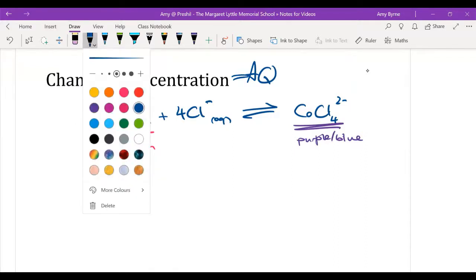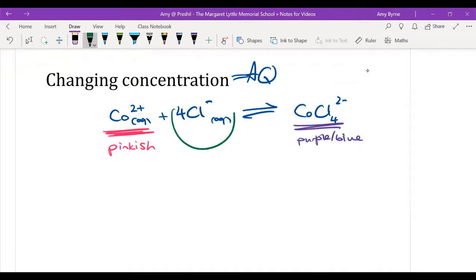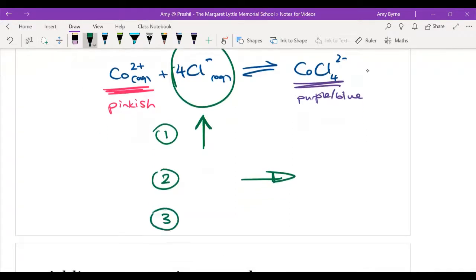So let's change my concentration by adding a whole bunch more Cl minus. If I do that, if I increase my concentration, remember, partially oppose. So my equilibrium will shift to partially oppose that change before we reach our new equilibrium. So if I increase my amount of chloride, my equilibrium will shift before I reach a new equilibrium. When I reach that new equilibrium, my amount of CO2 plus will decrease, my amount of Cl minus will decrease, and my amount of COCl4 2 minus will increase.